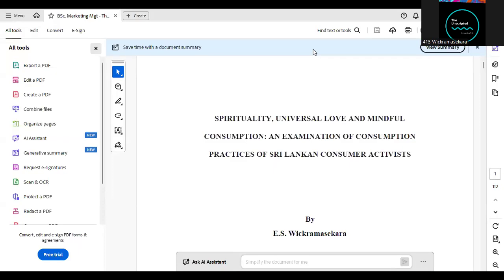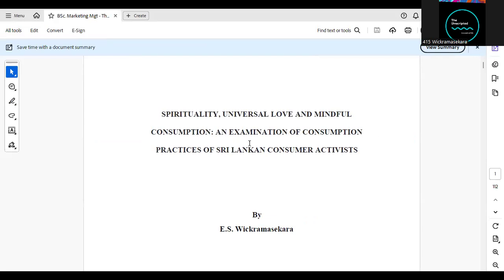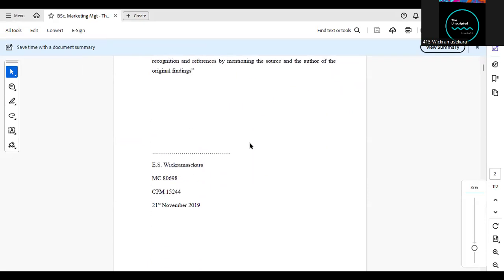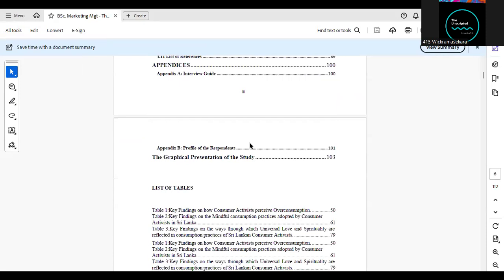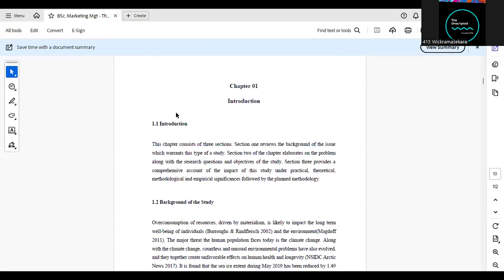This is the topic of my study: spirituality, universal love, and mindful consumption, an examination of consumption practices of Sri Lankan consumer activists. This is actually the total dissertation. So you have to focus on writing chapter 1. You can see in chapter 1, you need to have a chapter introduction.